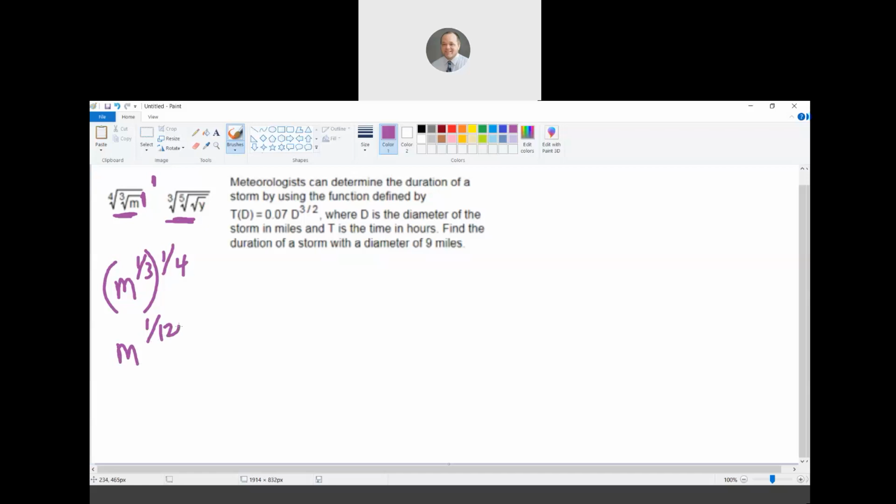Now, if you change your answer back to a radical with root 12, the 12th root of m, and my math lab marks it wrong, please alert me and I'll give you full credit.